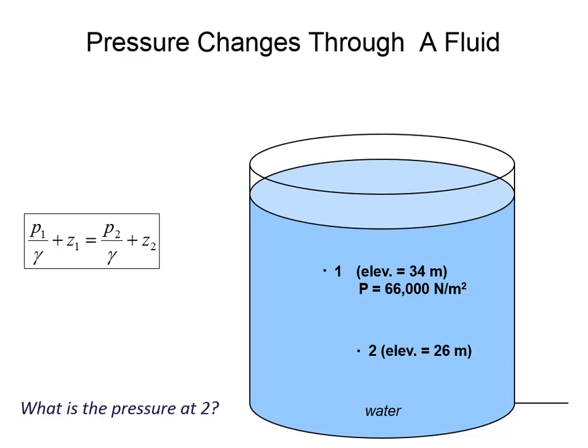So P2 is going to be P1, which was 66,000 newtons per meter squared, plus the change, 78,480 newtons per meter squared. And so P2, if we add those up, it should be 144,480 newtons per meter squared. So the same answer either way. It's just that in this abbreviated approach, we were concerning ourselves with the change. And then the pressure at 2 is the pressure at 1 plus the change.